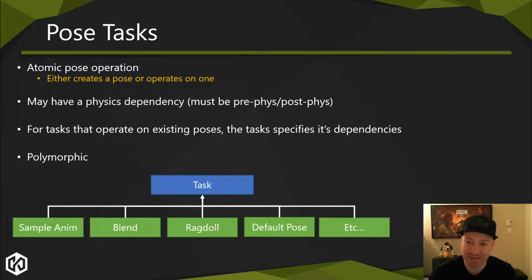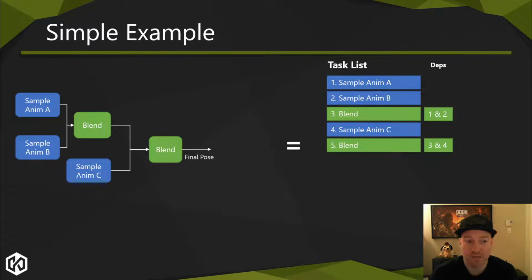For any task that has dependencies, it explicitly specifies, hey, I have 2 dependencies or 1 dependency. And they're polymorphic. So again, we have derivation and some virtual functions. Everything in the graph is virtual functions and whatever else, because it's just simpler and there's a lot of shared stuff and a lot of simplicity there. So let's look at a very basic example of a blend tree.